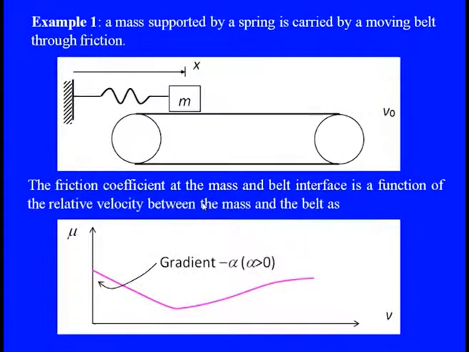Say a mass supported by a spring is carried by a moving belt through friction, and this friction coefficient between the mass and the belt interface is a function of the relative velocity between the mass and the belt. You can find the gradient of the friction coefficient against relative velocity. Initially, when the velocity is low, the friction coefficient goes down, and after a certain point it is increasing. When the friction coefficient is increasing, it produces heat.